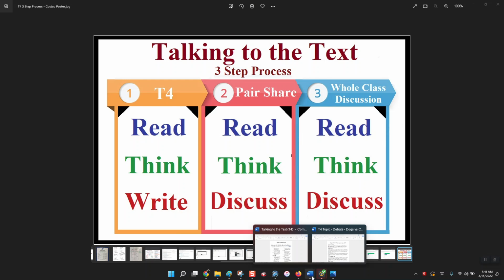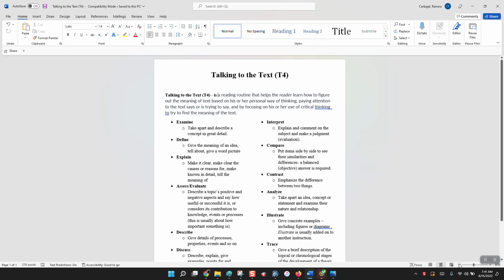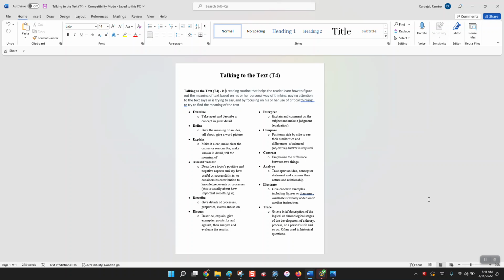The other one is the document that I gave you, that I'm going to ask you guys to cut out and glue and put at the back of your notebook. And that's the talking to the text actual explanation. Now, for the majority of the year, I'm going to call it T4. And the reason is simple. Talking to the text is four T's. And instead of me yelling, talk to the text throughout the whole year, it's just going to be T4.